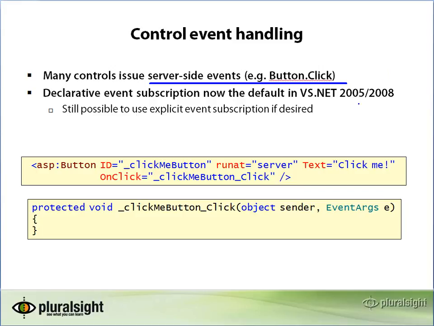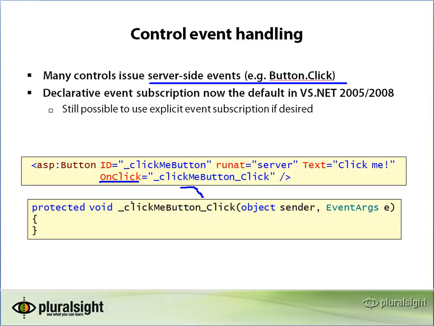As of Visual Studio 2005 and 2008, the preferred model for subscription is to use this declarative model, where you simply go to your server-side control declaration and use the on prefix followed by the event name, and then give it the name of the function you want it to wire up to, and that function must have the correct signature, just like we showed earlier. And this will be wired up as the handler for that server-side event. So that's probably the simplest way to do it, and that is the way that Visual Studio 2005 and 2008 both prefer to do it.